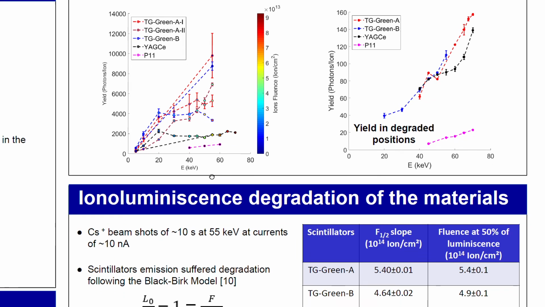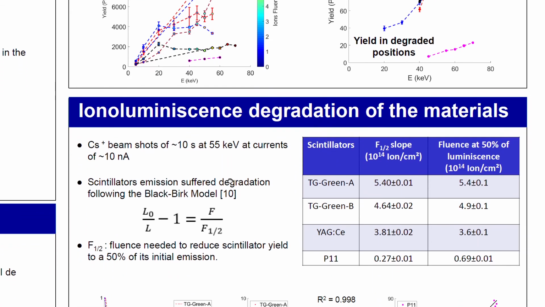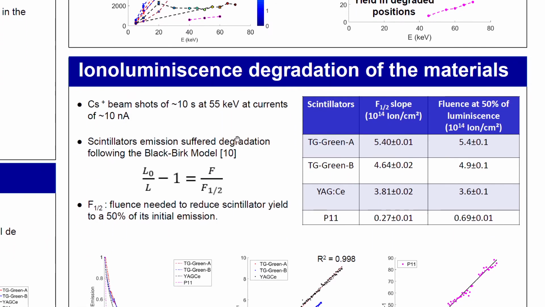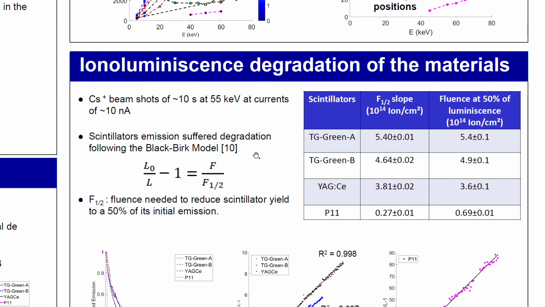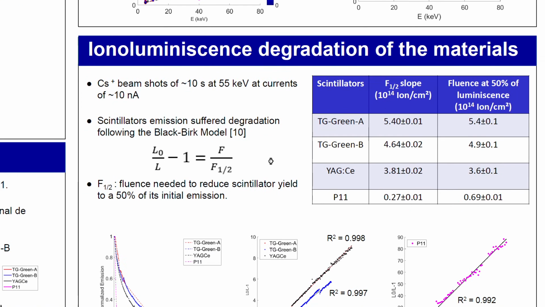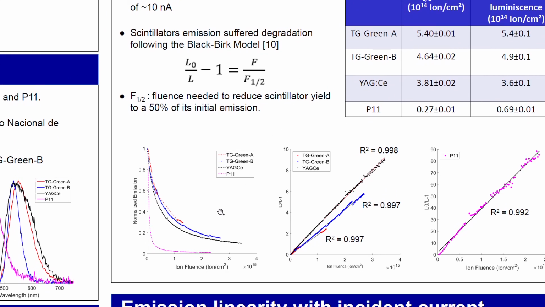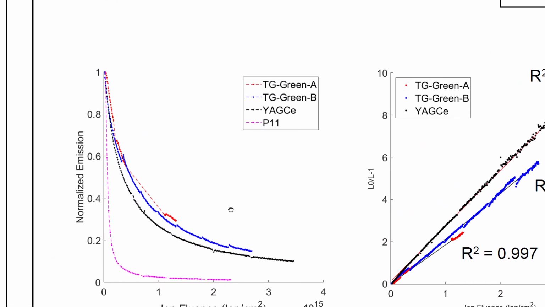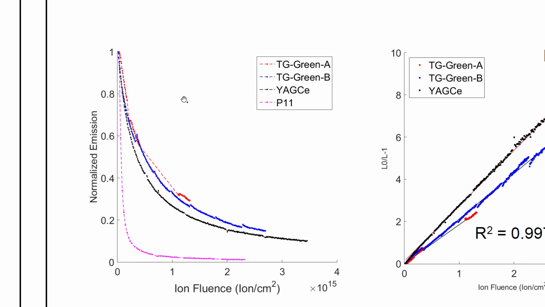The next characteristic that we have measured is the ionoluminescence degradation of the materials. As we have discussed, the materials suffer degradation when they are irradiated by incident ions. And as we can see in this picture, P11 suffers the fastest degradation, and TG Green A and TG Green B suffer the slowest one.